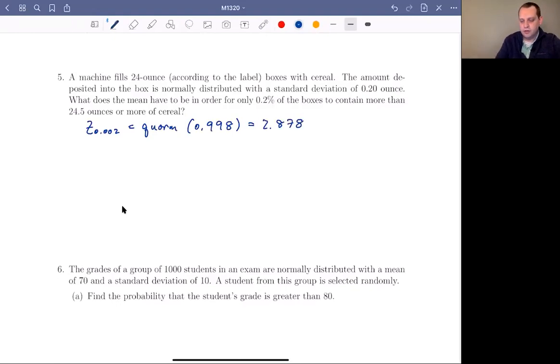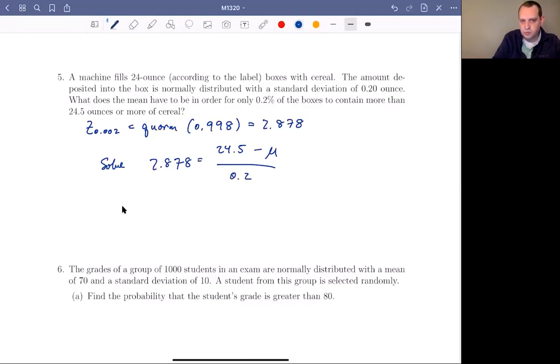And again, what we're going to do is solve for mu. So we're going to solve 2.878 equals 24.5, because that's our cutoff now, minus mu over 0.2.